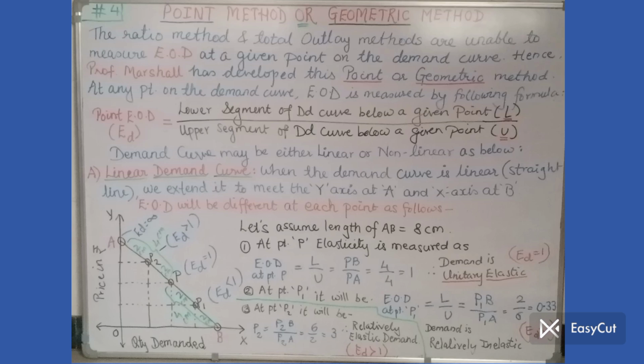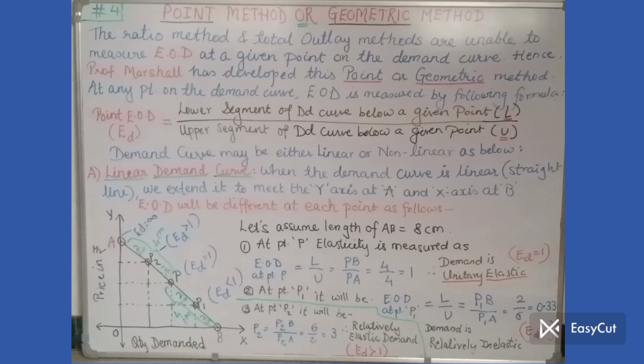Now we are considering the second case. At point P1, the elasticity of demand will be again the same formula, lower upon upper. The lower portion here is P1B.